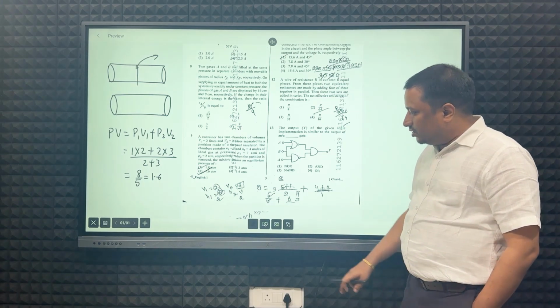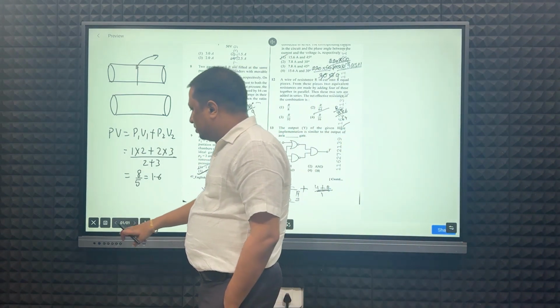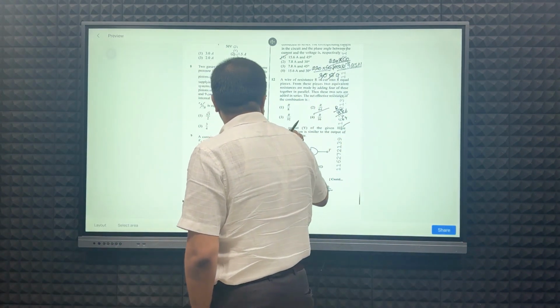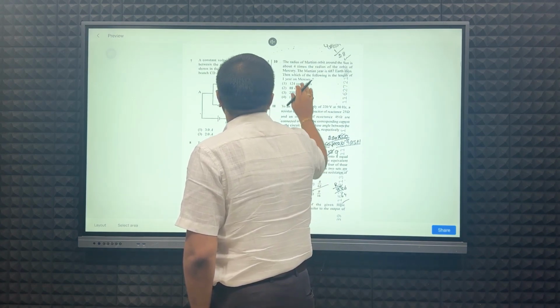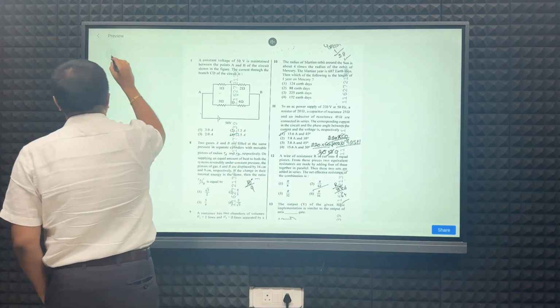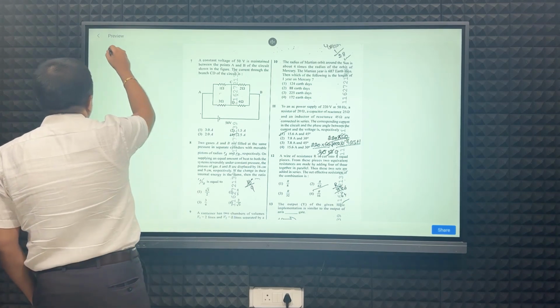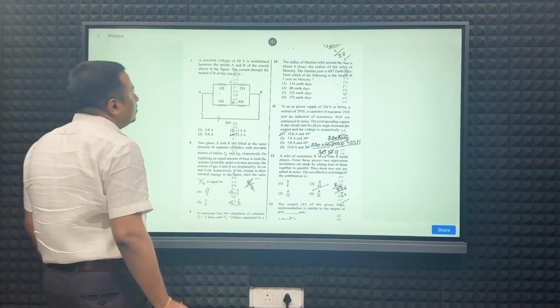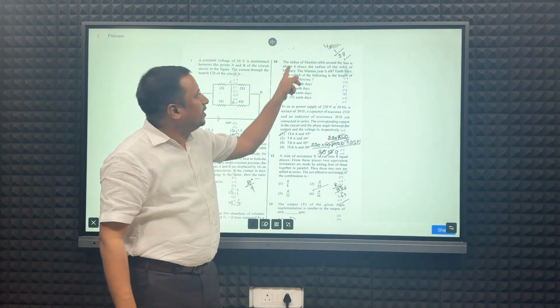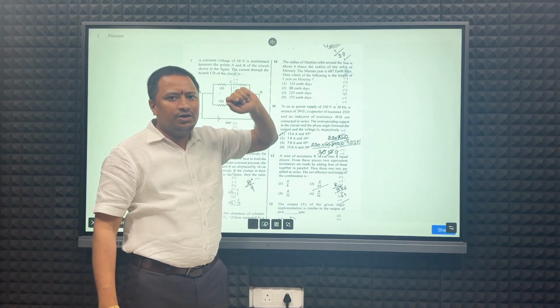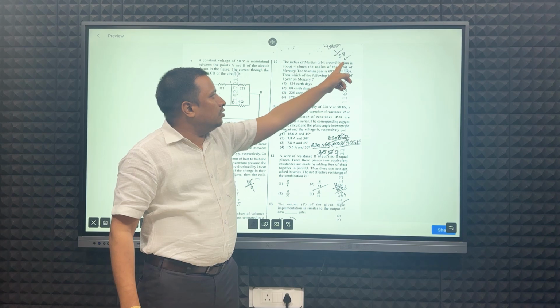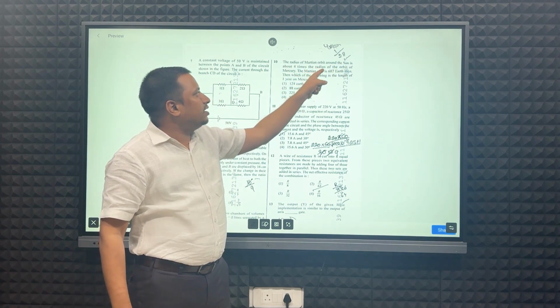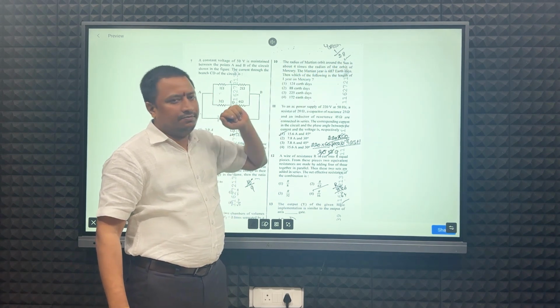Let us solve question number 10. Where is it? Here. Question number 10. What is this question? Radius of Martian orbit. Martian orbit means Mars. The radius of Mars's orbit around the sun is 4 times the radius of the orbit of Mercury.